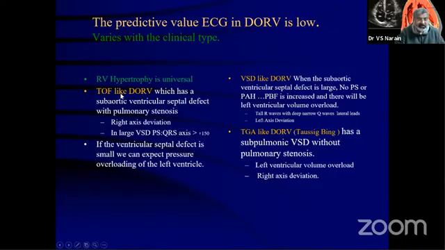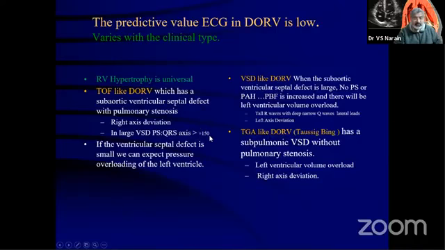Now, in the tetralogy type double outlet, which has a subaortic ventricular septal defect with pulmonary stenosis, with right ventricular hypertrophy, you have right axis deviation. In a large VSD-PS, the axis, we have already talked, will be greater than what you expect in a simple tetralogy. So in a double outlet right ventricle of tetralogy type, large subaortic VSD with severe pulmonic stenosis, the axis would be in excess of 150.